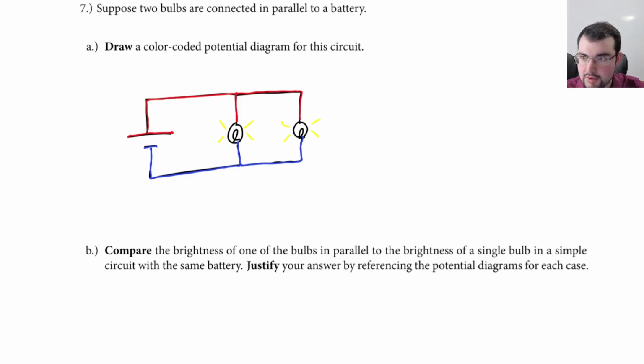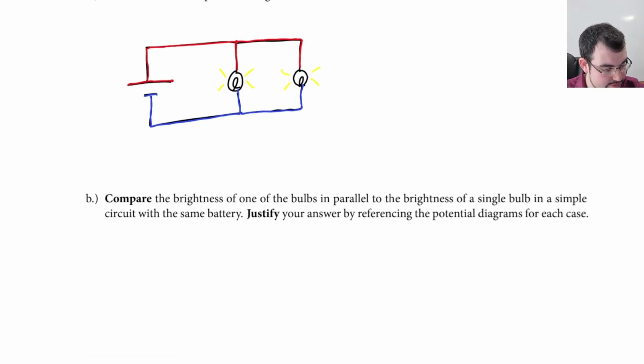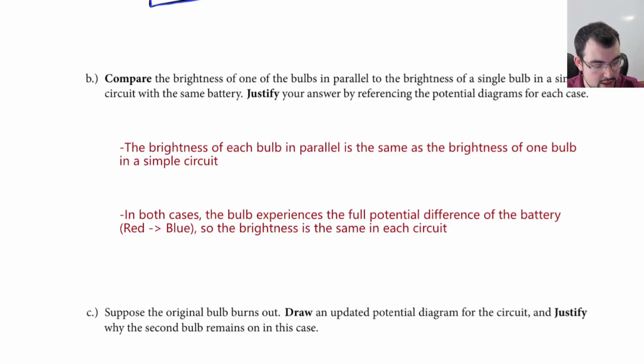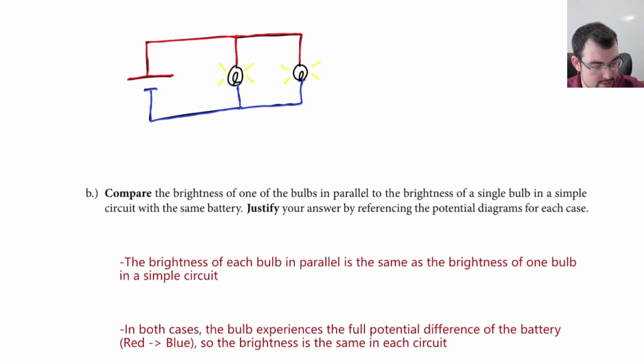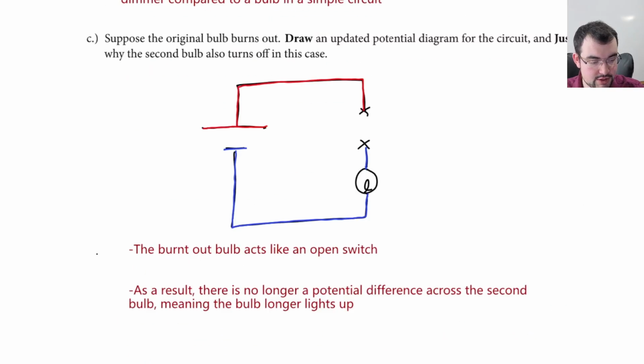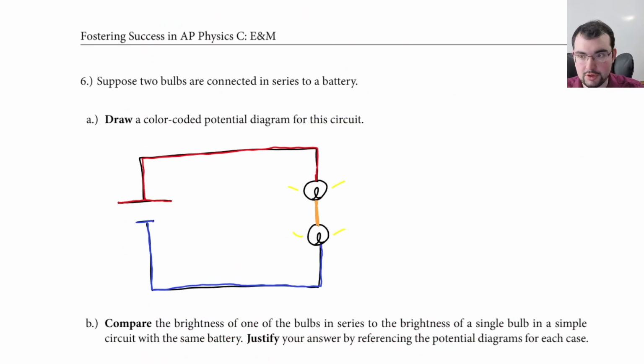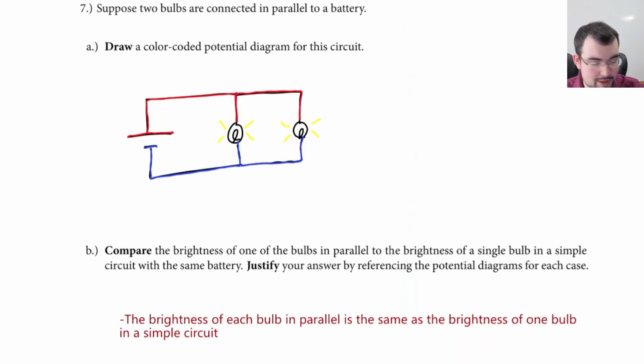So notice it's red to blue. And that's the only thing that determines brightness. The brightness is going to be the same as the simple circuit because you have made two complete loops, one for each bulb. So each bulb has the full red to blue across it. In the series circuit, they had to share the drop, because between the two bulbs you had to turn from red to blue. But here, each bulb turns from red to blue separately. They're independent of each other.